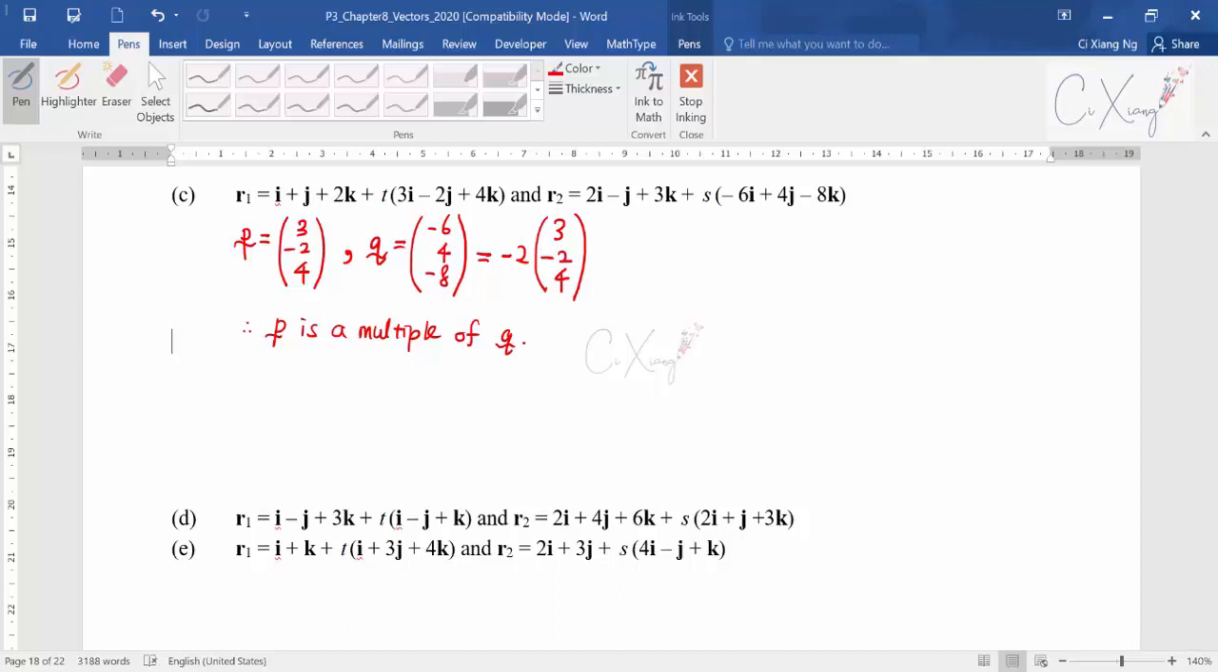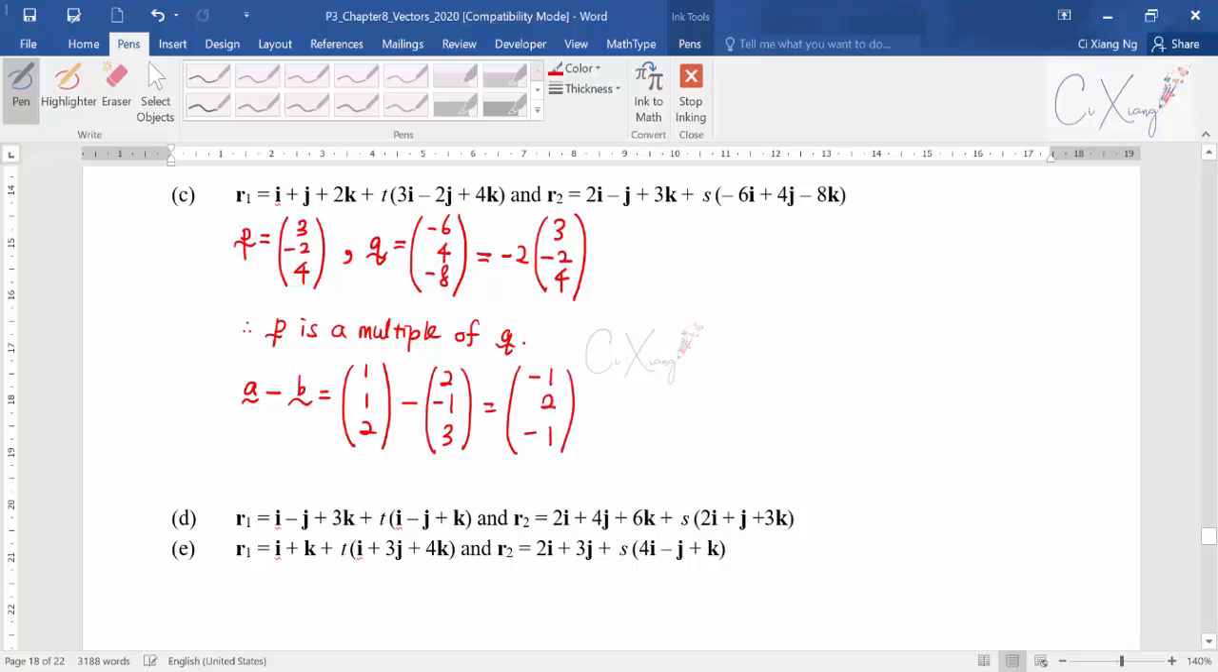Alright, so that means it goes to either the parallel side or the same line side on the left of the diagram, right? After you decide that it is a multiple of Q, the second criterion is you need to double check whether they belong to the same line. So you take passing point A minus B. What is the passing point A? Passing point A is 1, 1, 2, minus the passing point B, which is 2, -1, and also 3. If I subtract it, I will have -1, 2, and also -1.